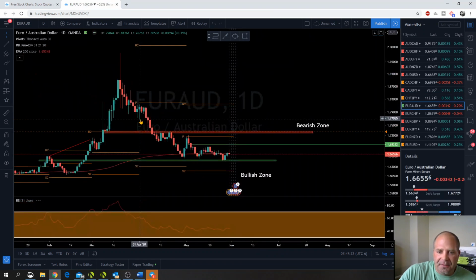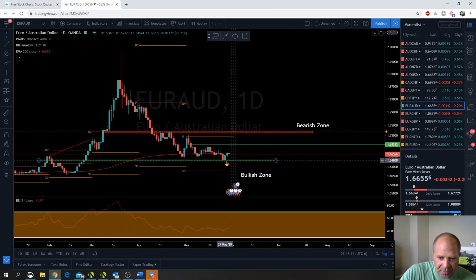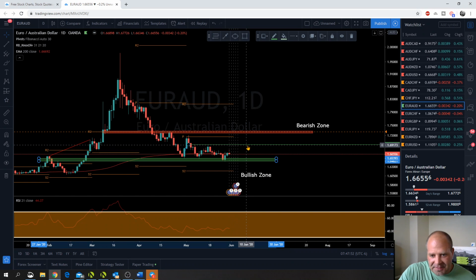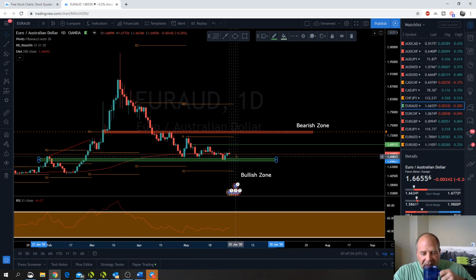Euro AUD, we bounced into our bullish zone down here last week. It did break a new low. So, those of you trend traders are probably looking for this push down. I really don't want to live through that because I'm still long on this stupid trade. But we will just have to see. It's hugging this 200 EMA. So that's what's keeping me holding on.